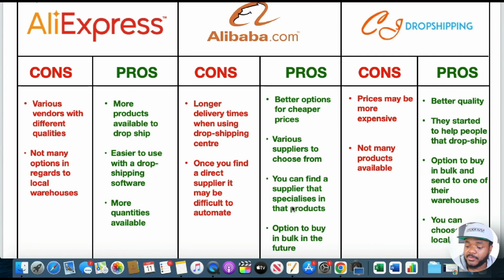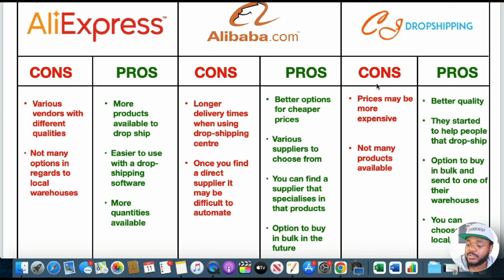And one of the final pros is that you've got the option to buy in bulk in the future, which we've already spoken about, because Alibaba.com mainly focuses on buying in bulk. At the same time, you can still use it to dropship, but if you do want to buy in bulk, it's going to be easier for you to transition from dropshipping to buying in bulk when it comes to using Alibaba.